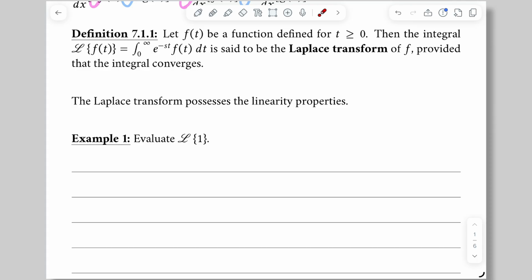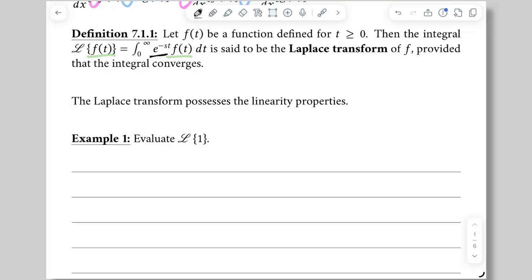What is the Laplace transform, you ask? Well, the Laplace transform of a function f of t is equal to an integral from 0 to infinity of e to the negative st times f of t dt. In this expression, the notation is sometimes a scripty L, sometimes a regular L, but it's a scripty L, curly braces f of t. The thing inside the curly braces is the thing that's being transformed, and that's the function f of t that we see in the integral.